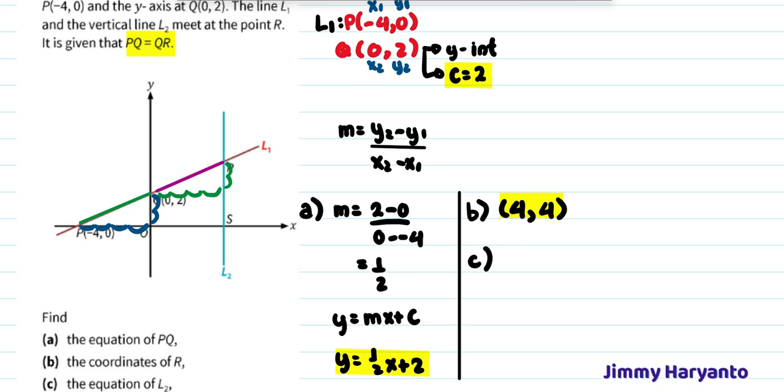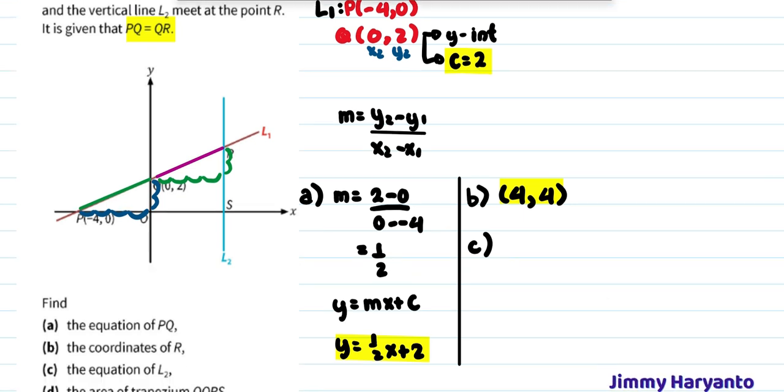Use your logical thinking to find R. And then find the equation of L2. Because L2 is a vertical line, that means the equation will be x equals a, and the value of a will be this one, 4. So x equals 4 is the equation for L2.